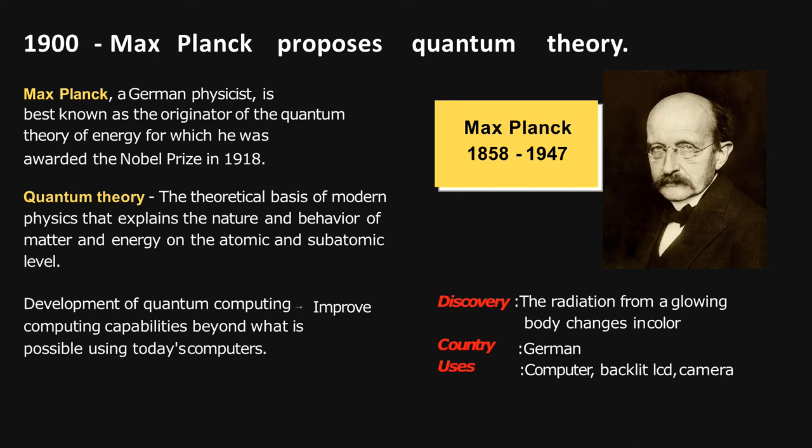How did Planck discover this theory? Planck had sought to discover the reason that radiation from a glowing body changed in color from red to orange and finally to blue as its temperature rises. He found that by making the assumption that energy existed in individual units in the same way that matter does, rather than just a constant electromagnetic wave.